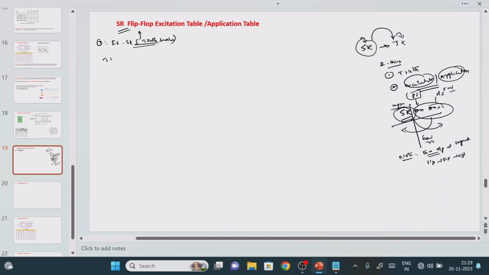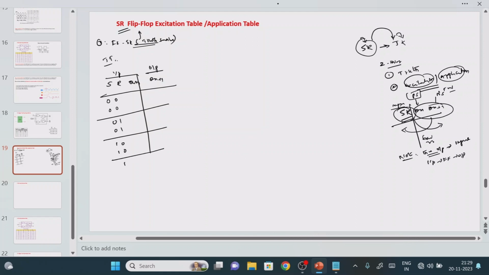First we will draw the truth table for the SR flip-flop: S, R, Qn, Qn plus 1. Qn is the assumption value, and Qn plus 1 is the final value. You have to remember, guys, we discussed this in many classes. The inputs are 00, 01, 10, and 11, and each input we take twice, because the assumption may be either 0 or 1, so for that reason we consider two times.